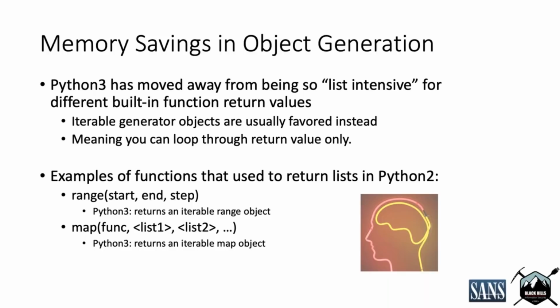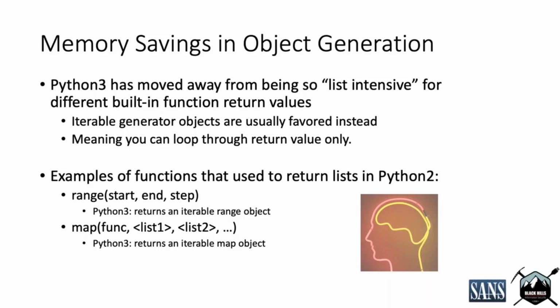Now, what do I mean by list intensive? Well, if you had a very, very large range of numbers, for example, and you use the built-in range function, a list is created in memory, and a list that is created in memory is going to consume, whatever the object representation of those integers is going to consume in that memory.